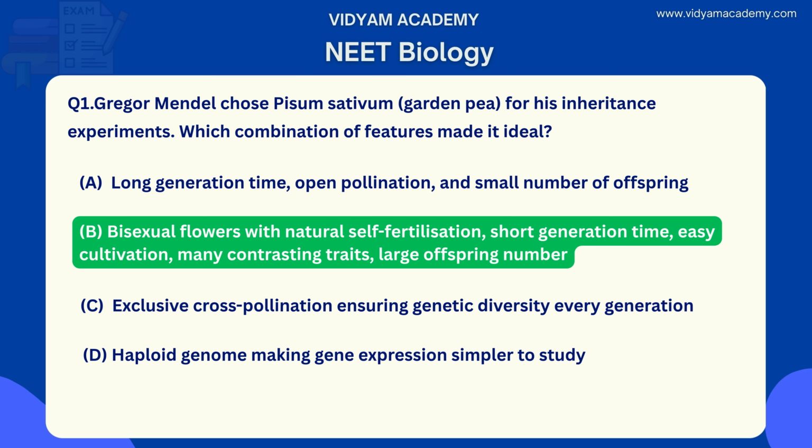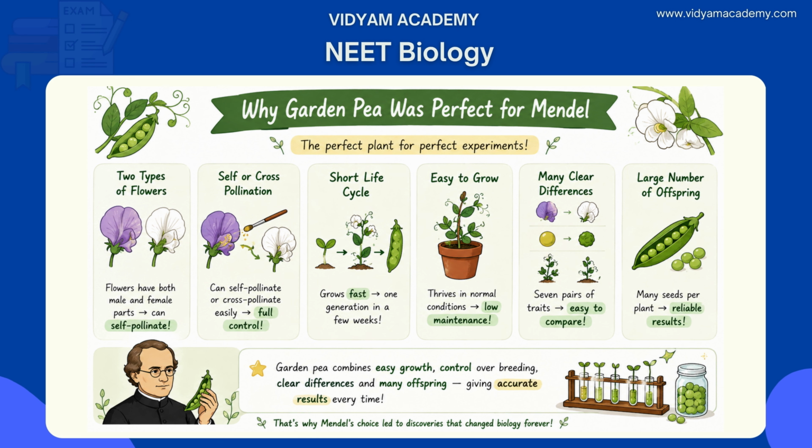Why and how? Let's see the explanation. Garden pea has bisexual flowers that self-fertilize naturally within the closed petal. This guaranteed pure breeding lines over generations without contamination from outside pollen. The plant is cheap to grow in bulk, completes one generation per season, and produces large numbers of seeds, giving Mendel the statistical power needed to detect ratios.